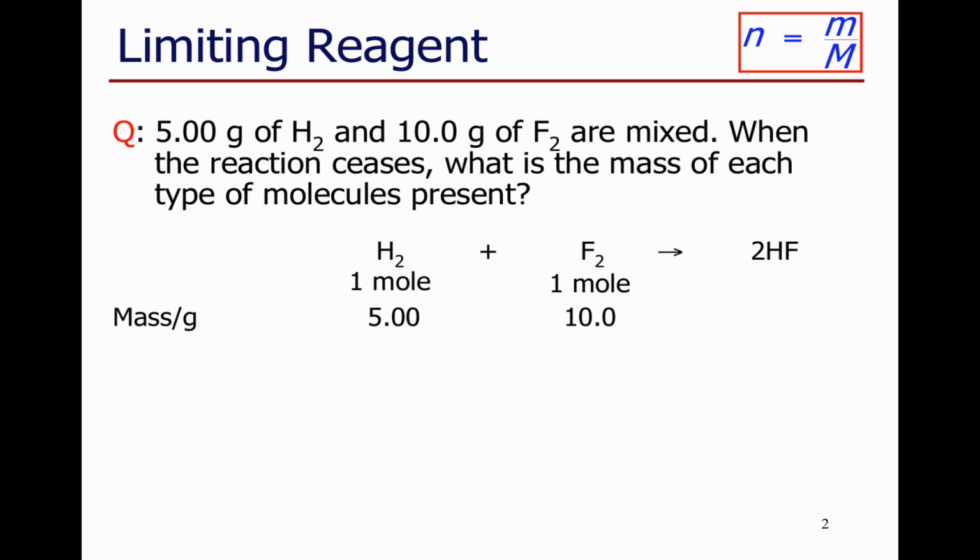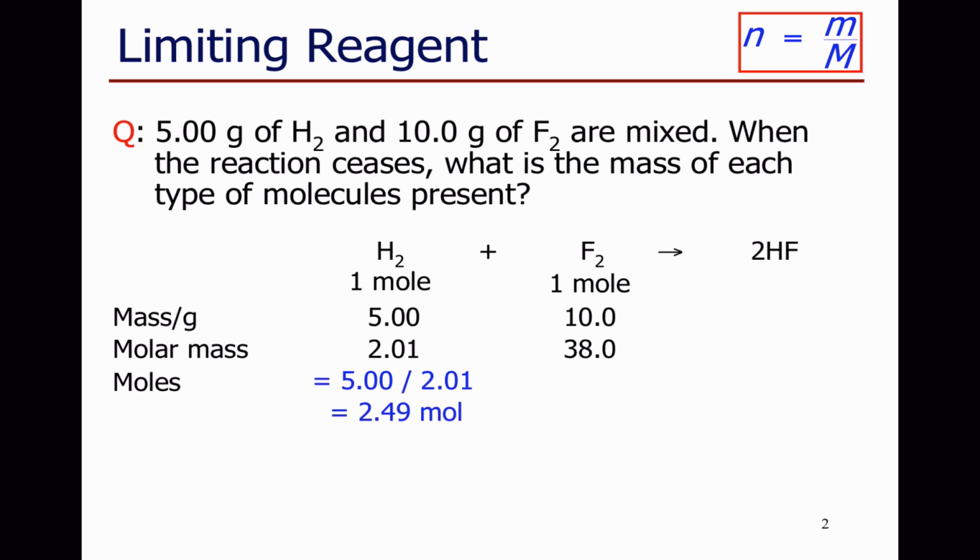Remember to do that, we'll first work out the molar mass. So for hydrogen, it's 2 times 1 to give a molar mass of 2 grams per mole. And for fluorine, we've got 2 times 19, because the atomic mass of fluorine is 19. And to work out the number of moles, we use our equation at the top here, the mass divided by the molar mass. So 5 grams of hydrogen divided by 2 grams per mole, the molar mass, and we've got about 2.5 moles of hydrogen. Similarly for fluorine, 10 divided by 38, we've got about 0.263.